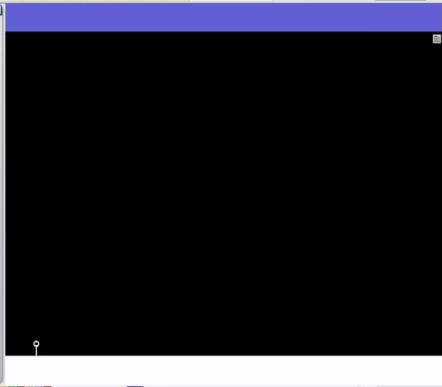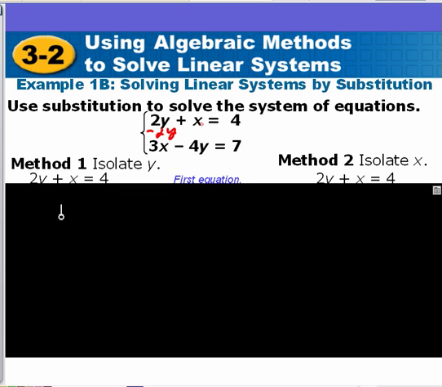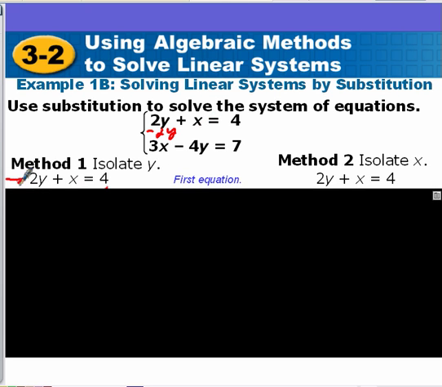Second example is a little bit trickier. We want to solve by substitution, but we don't have a variable in terms of another one. The easiest one to do would be to subtract 2y here and have x in terms of y. But they actually show you isolating x or isolating y. You can do either. It's always best to choose the easiest one, but it's up to you which variable you want to isolate. So here they have you isolating y, and here they have you isolating x.